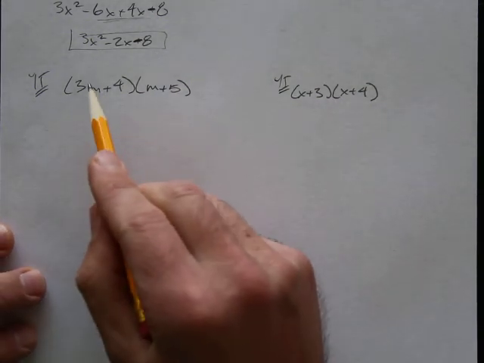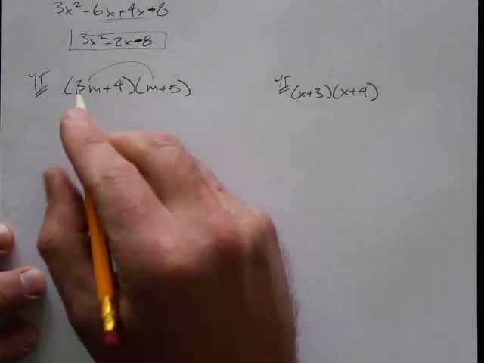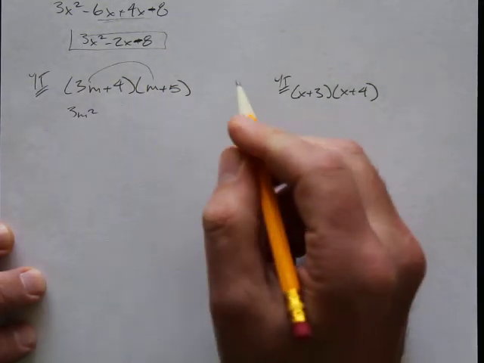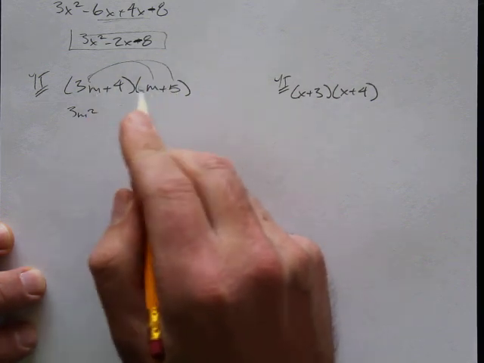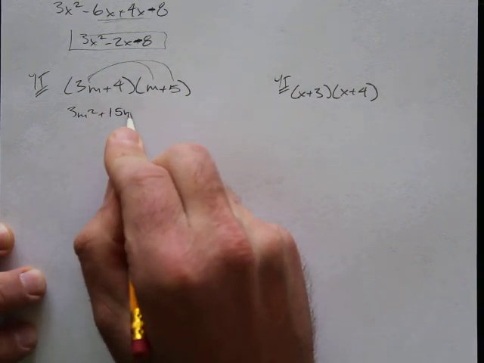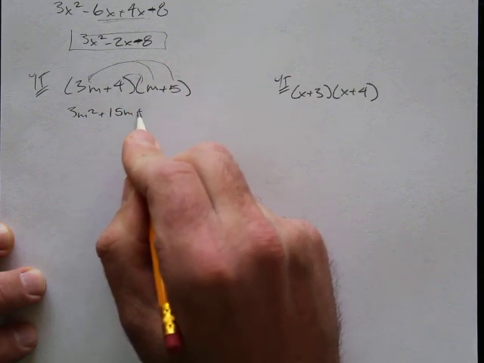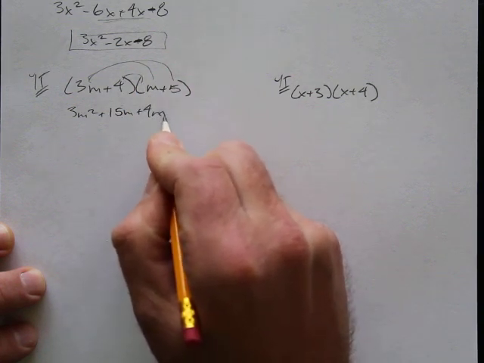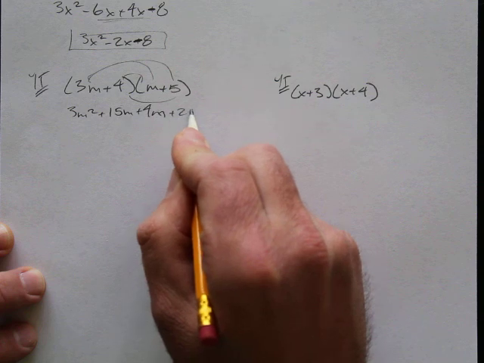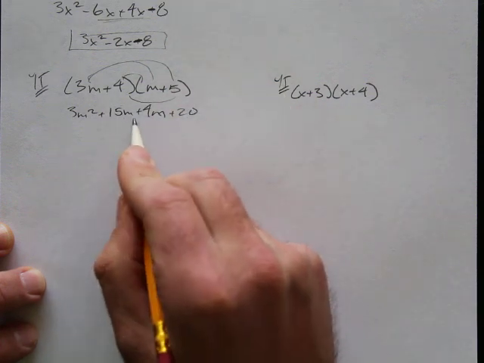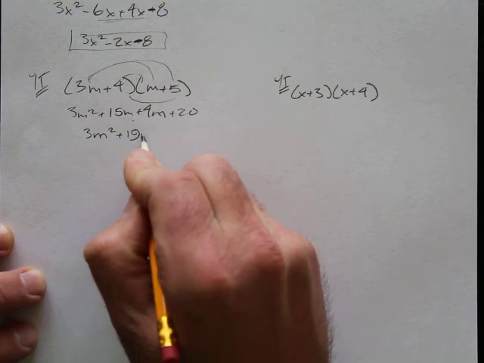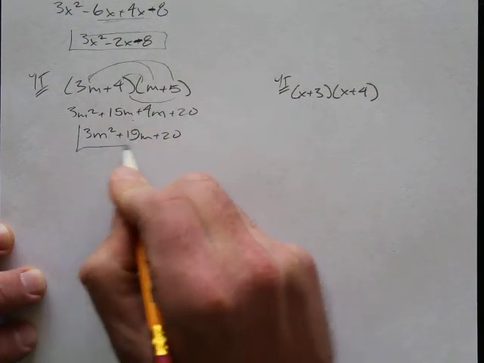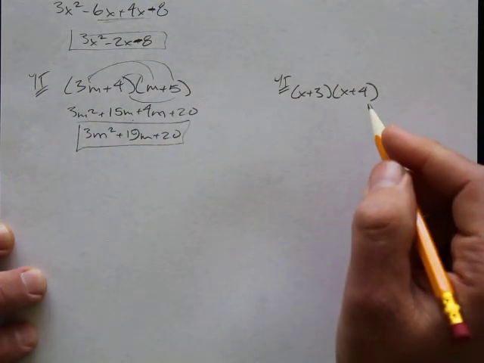Okay, let's see how you did here. I've got 3 times m is 3m squared. Outside, 3m times 5 is plus 15m. Inside, 4m. And last, 20. I'm going to combine these like terms. 3m squared plus 19m plus 20. And there's my product there.